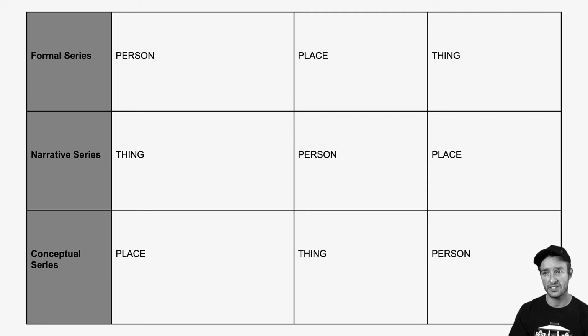For the first series, you're going to be addressing formal connections between the 3 images. In the second one, you're going to create a narrative connection between the 3 images, and then the third one, you're going to create a conceptual series. And each one of these I'm going to go over more in depth here in a second. So let's start with our formal.